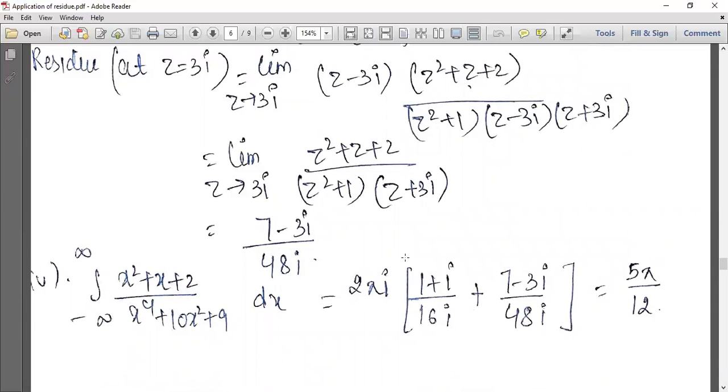My first residue at z equal to i was (1 plus i) divided by 16i, and the second residue at z equal to 3i is (7 minus 3i) divided by 48i. So when I take the LCM and solve this, terms will get cancelled and my final answer will be 5 pi upon 12.